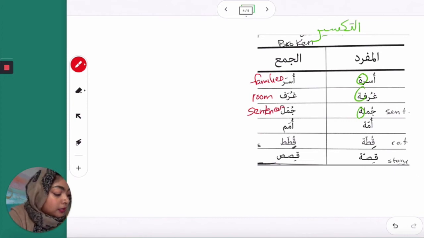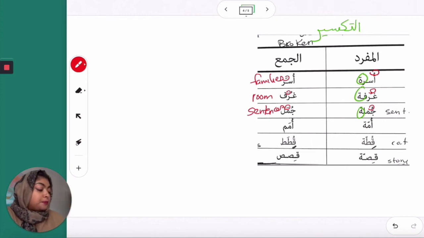In all of these, we start with a dhamma, but when we make it plural, we keep the dhamma, and we add a fatha. So they rhyme. Usar, ghuraf, jumal. First letter has dhamma, second letter has fatha, so they all rhyme. That's just a pattern that should help you with remembering what the sounds are like, so that once you continue on in your studies, it'll be easier to guess what the plural is for something, because it'll sound right.